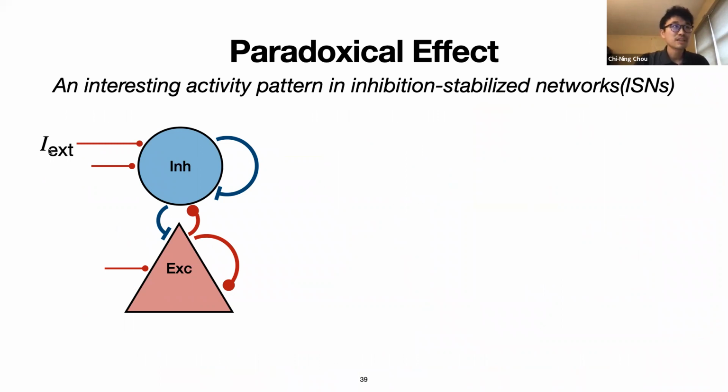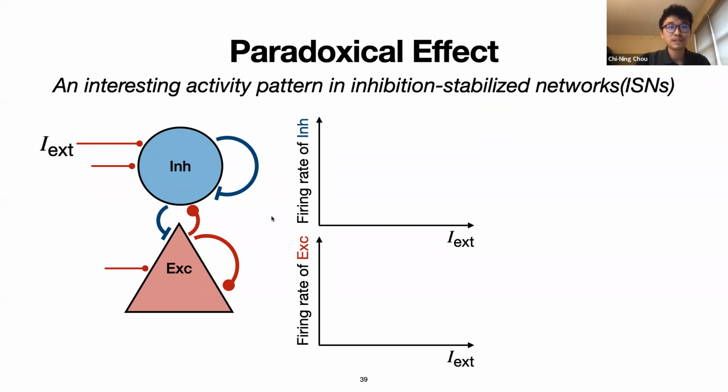Imagine there's an extra input feeding into the inhibitory population, and the strength of the input is denoted by this I. Namely, we can plot out the firing rate, or the average activity pattern, of the 2 populations with respect to the strength of the external input. Roughly, you can imagine that if the external input becomes higher, it makes this higher, so it will inhibit the excitatory population a lot. So the excitatory firing rate will actually go down if the external input is higher.